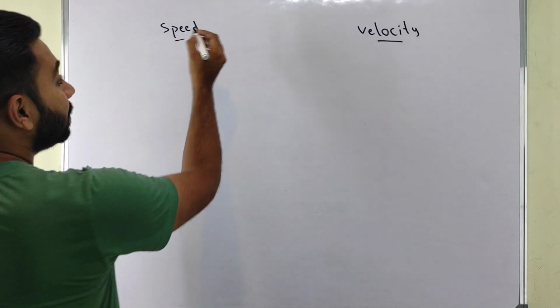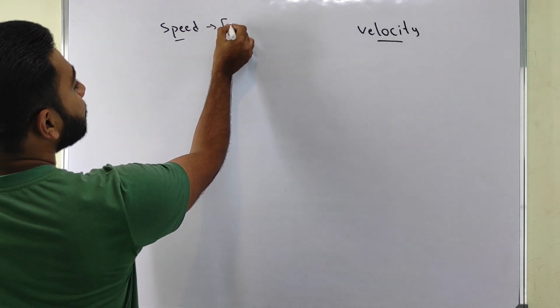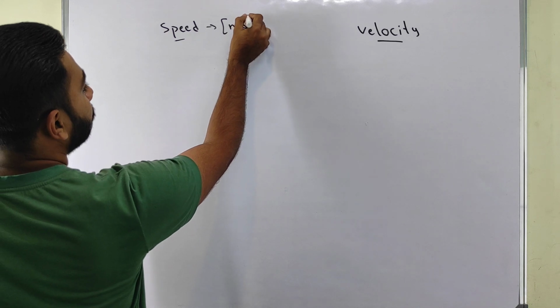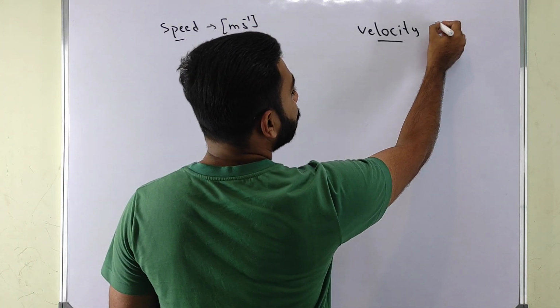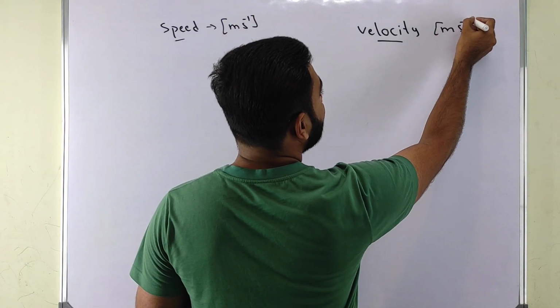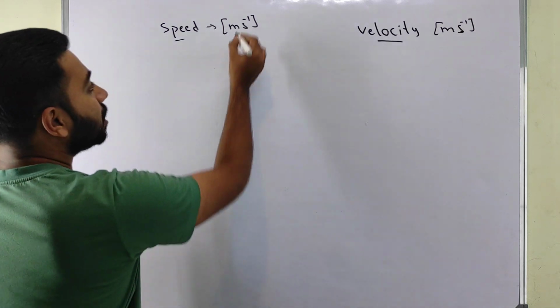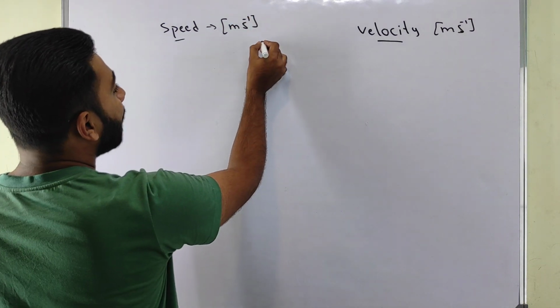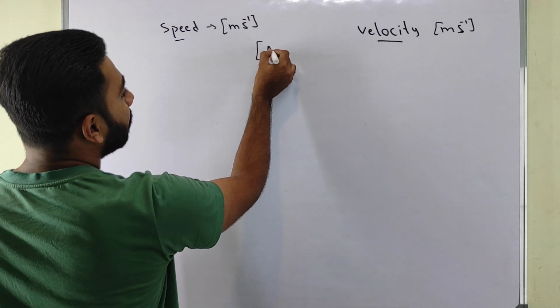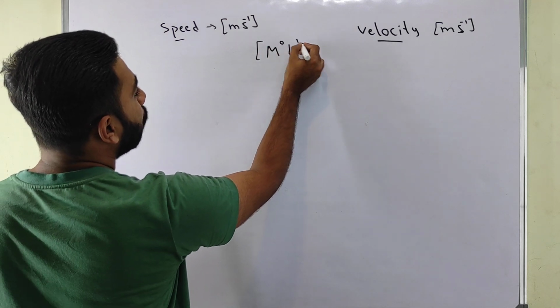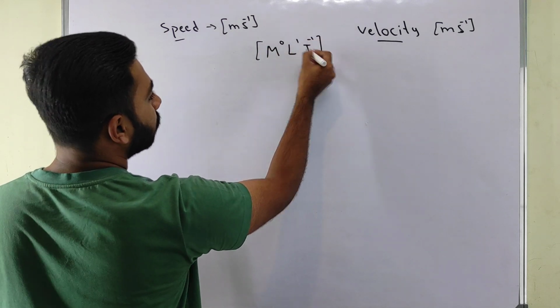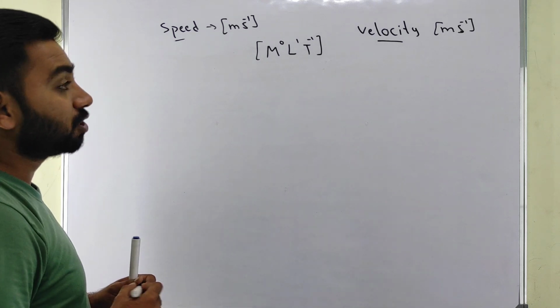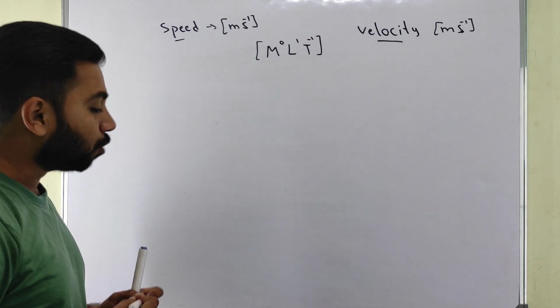So see, the SI unit of speed is meter per second. And here also the SI unit is meter per second. And the dimension of this speed and velocity, both the dimensions are the same, which is M to the power 0, L to the power 1, T to the power minus 1. So dimension is very important.